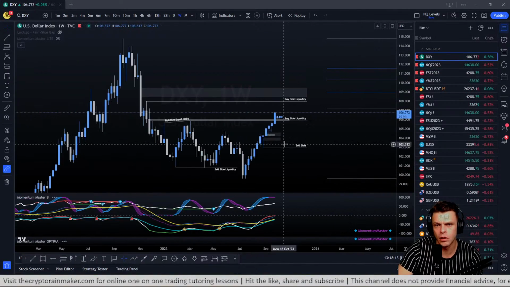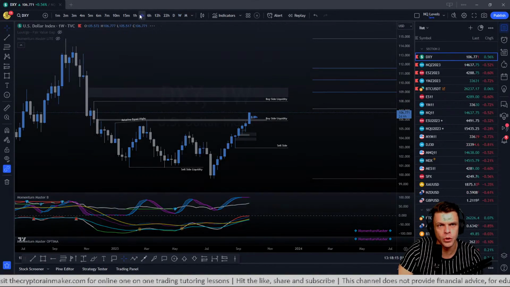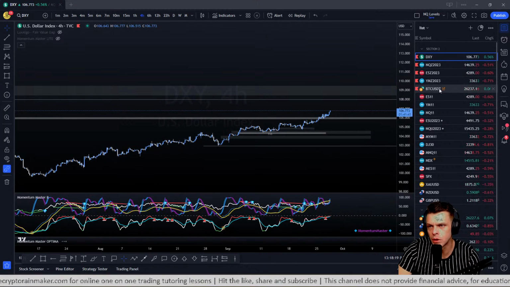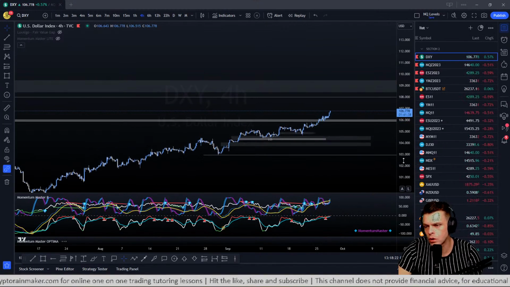So right now the dollar is looking very bullish. So that is not going to be good for things like Bitcoin and other risk on assets.